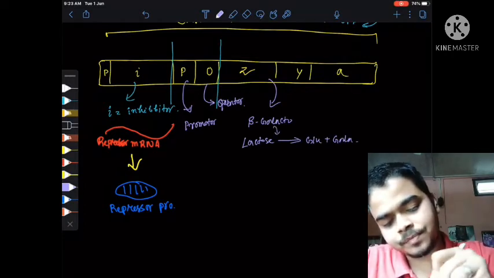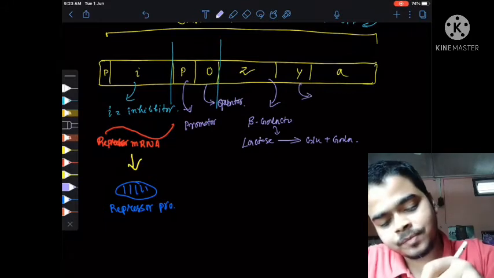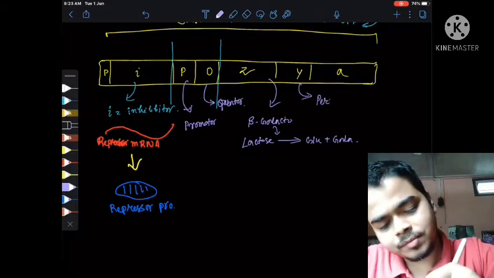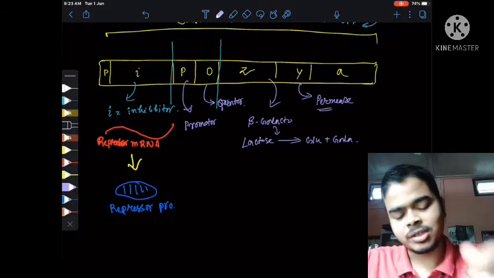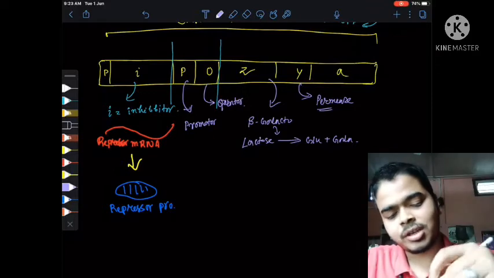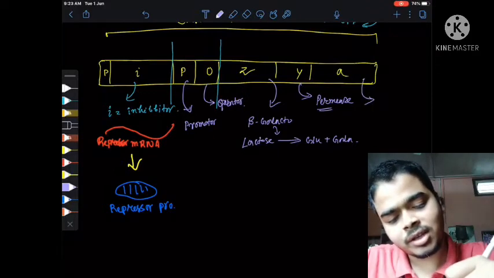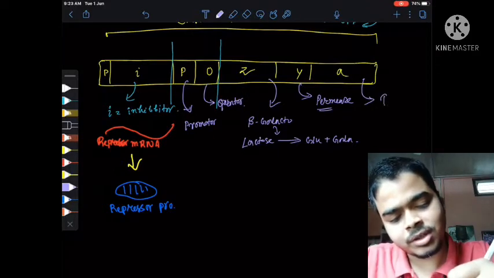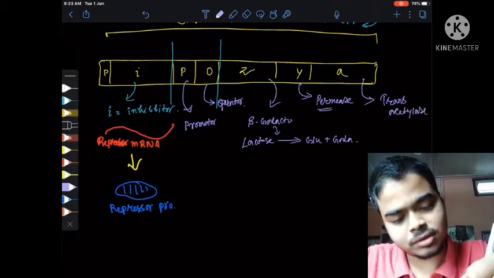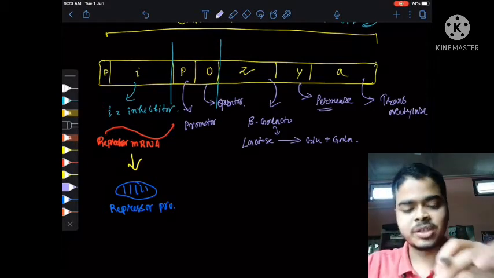This is an enzyme. Y transcribes an enzyme permease. Now permease allows the lactose into the cell. The permease enzyme allows lactose to enter into a cell, right? A transcribes an enzyme known as transacetylase. Okay, these are the functions of the genes.